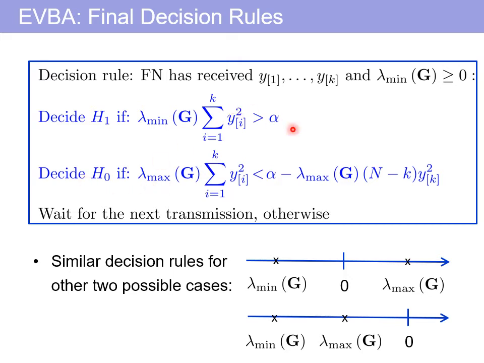Now, this constant alpha is basically a system parameter. It is a function of beta and a couple of other things that the fusion node can compute on its own. I'm skipping the details. I request you to read the paper about it, but basically the fusion node knows it. And there are corresponding decision rules if the smallest eigenvalue is negative but the largest eigenvalue is positive, or the smallest eigenvalue of G is negative and also the largest eigenvalue of G is negative. So there are some minor changes in the signs that have to be handled, but it can be done.